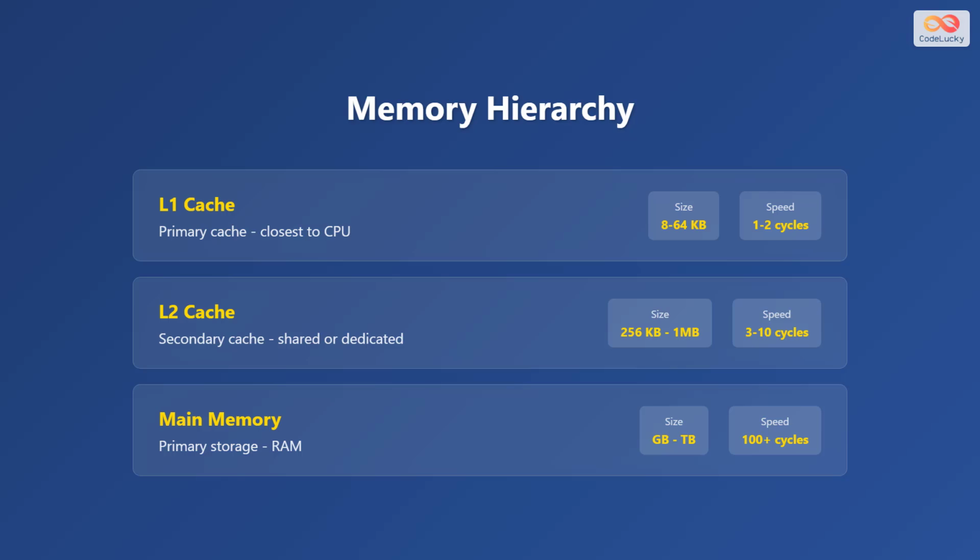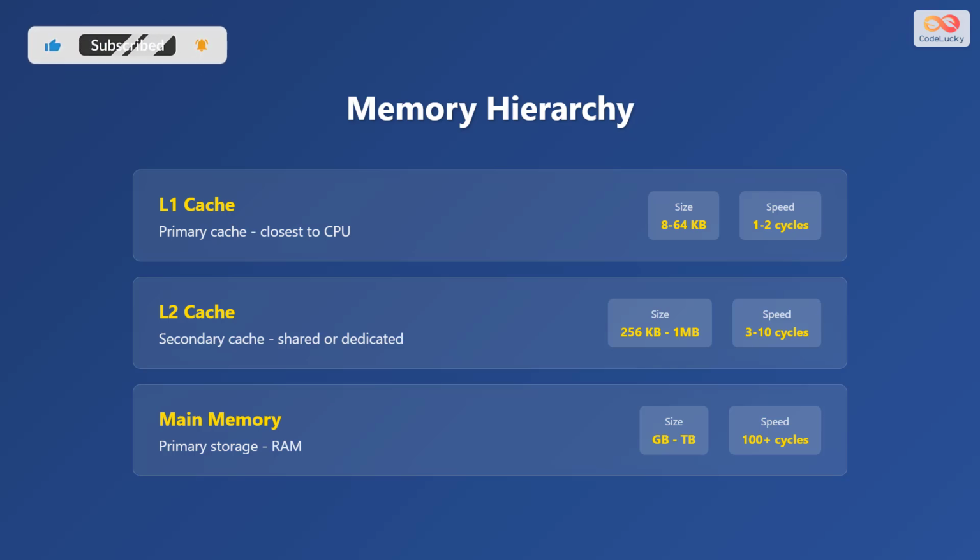Let's delve into the memory hierarchy. We have three levels here: Level 1 cache, also known as L1 cache, Level 2 cache, also known as L2 cache, and main memory. Level 1 cache is the primary cache, the one closest to the CPU. It typically has a size of 8 to 64 kilobytes and a speed of 1 to 2 cycles.